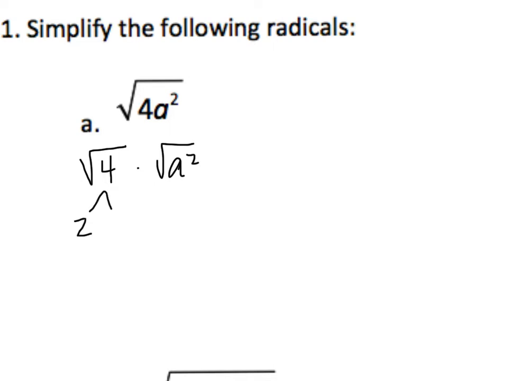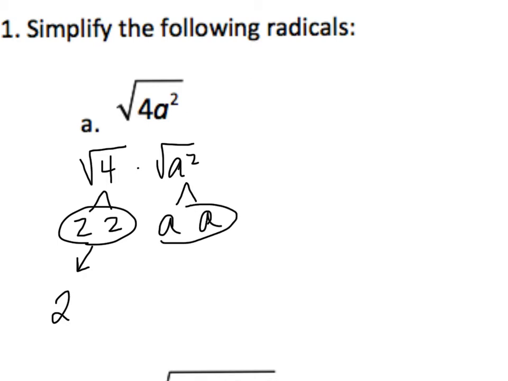So I'm going to break this down separately. The square root of 4 can be broken down into 2 times 2, and a 2 can come out with nothing left over. For a squared, I can break this down into a times a, and since there's a pair of similar terms, I can bring those out with nothing left over. So my answer is just 2a.